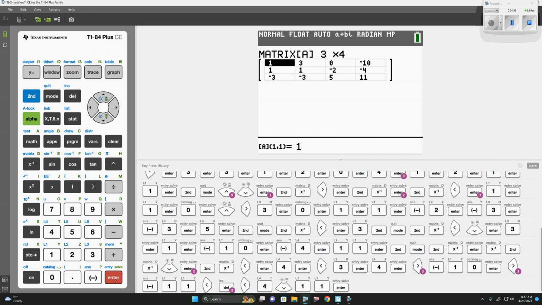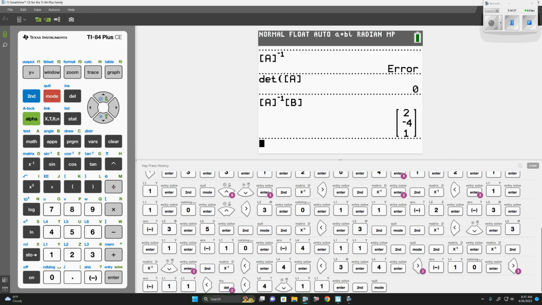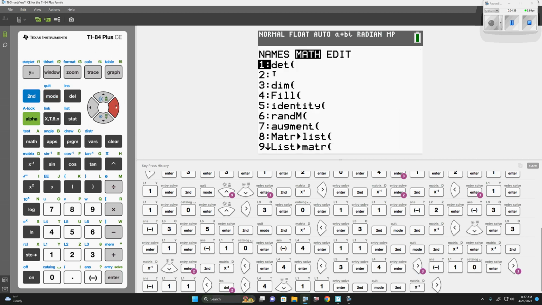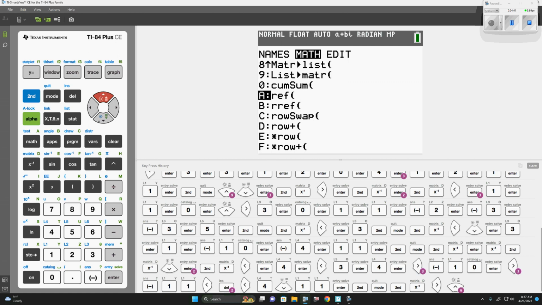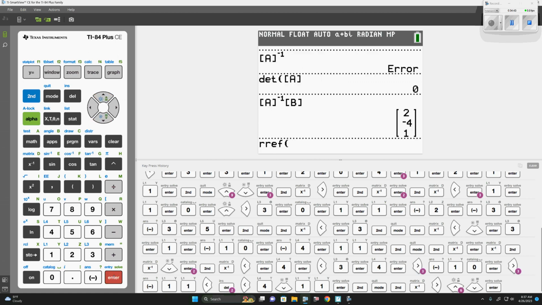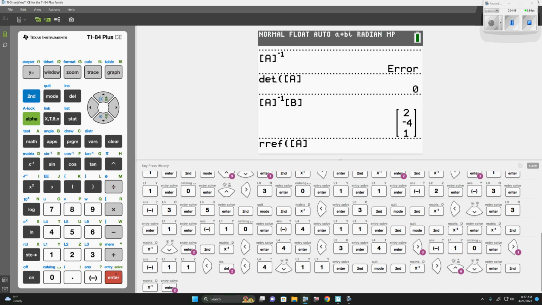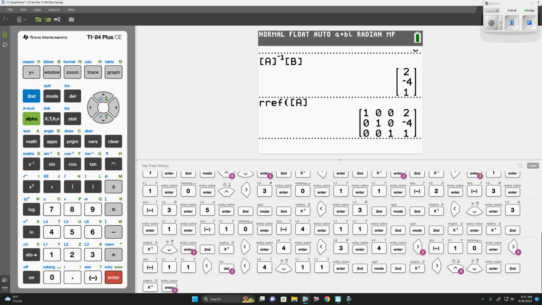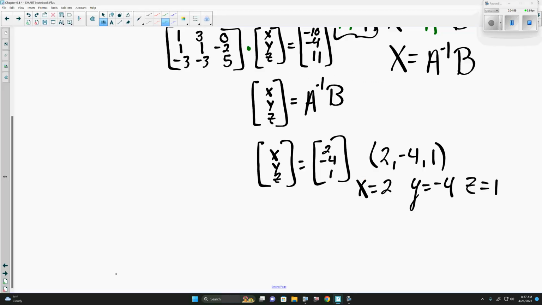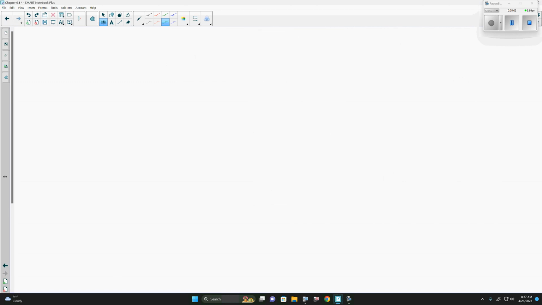So if we type the whole thing in like this here, because we've done this before, I'm going to go second quit. This time I'm going to say second matrix RREF, second matrix A. Still get the same thing. It's just another way to solve it. Does that make sense? So we can solve it using inverses. We can solve it with reduced row echelon form. Either way works. And that's it.